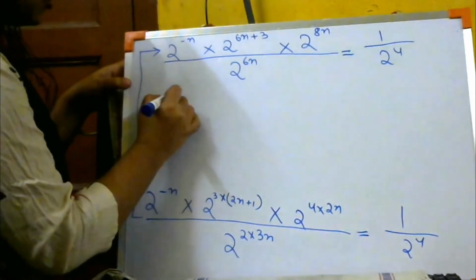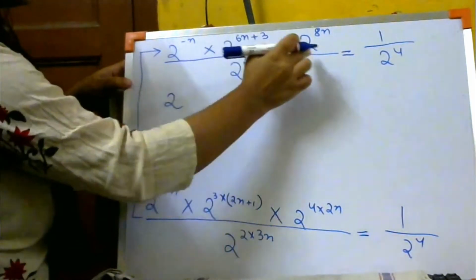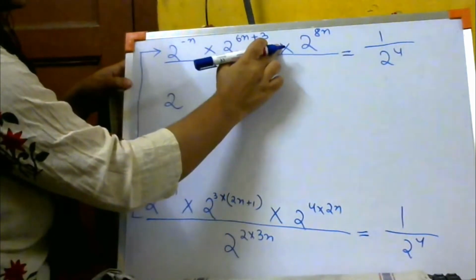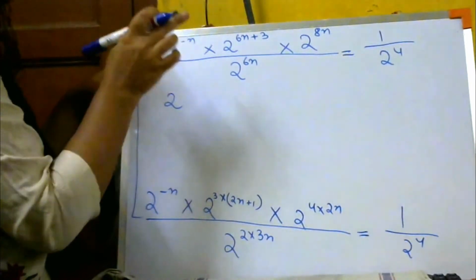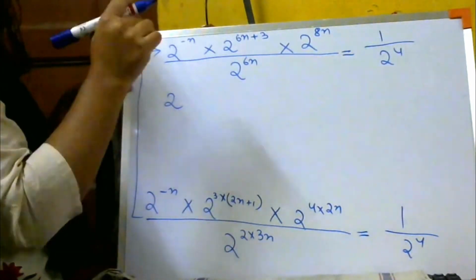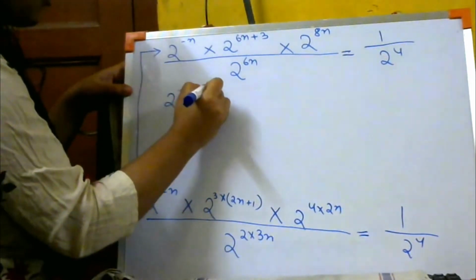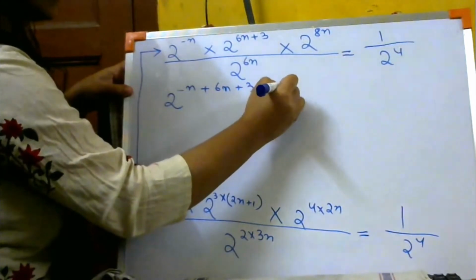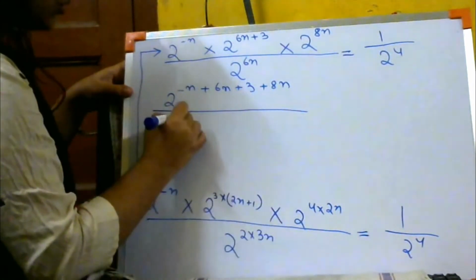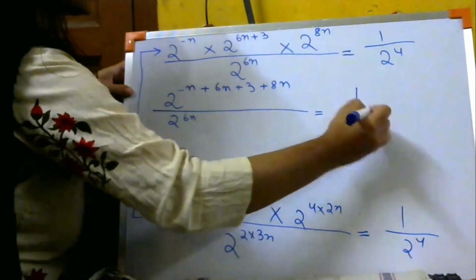So 2 to the power, now see all the bases are same, all the bases are 2, in between there is a multiplication sign, powers are different, so which formula am I going to use over here? a to the power m into a to the power n, so a to the power m plus n. So a to the power, I'm going to add all the powers over here. Divided by 2 to the power 6n as it is, here also 1 by 2 to the power 4 as it is.